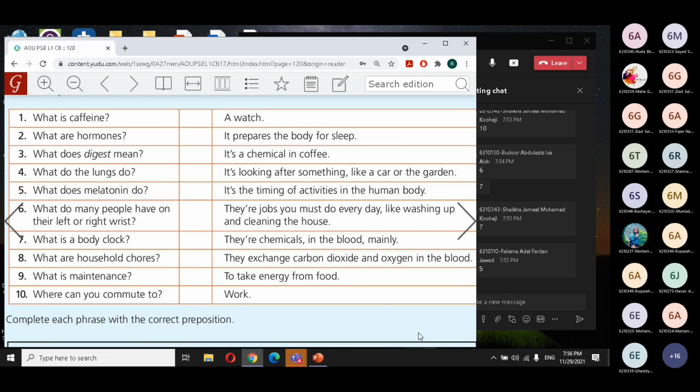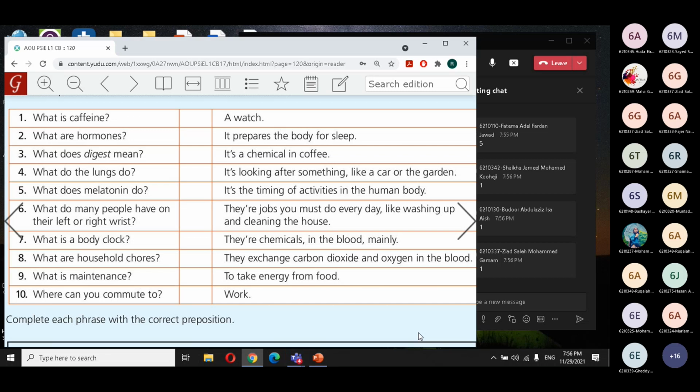Okay. It's a chemical in coffee. Number 2. Caffeine. Number 1. Caffeine. Yes. Number 1. What's caffeine? A chemical in coffee. It's looking after something like a car or the garden. If you take care of your car. Number 9.